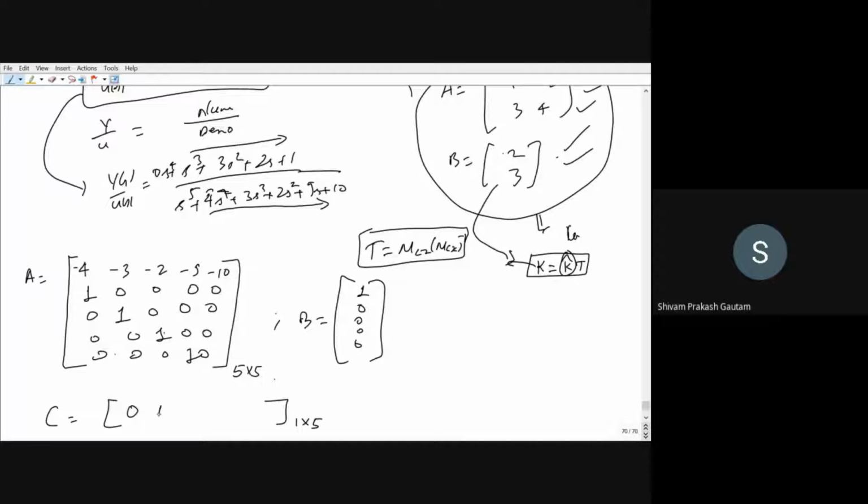Then we are having 1. Then we are having 3. Then we are having 2. Then we are having 1. So this will be our C matrix. So once you know the transfer function, you can get the control canonical form, right? So this is our first step.